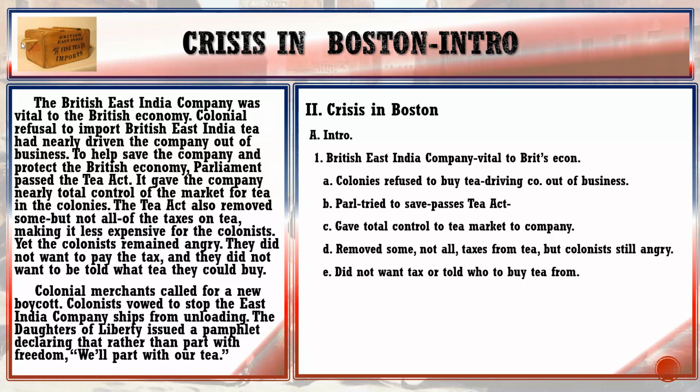Colonies refused to buy tea, driving the company out of business. Parliament tried to save it and passes the Tea Act. Gave total control of the tea market to the company. Removed some, not all, taxes from tea, but colonists still angry. Did not want a tax or to be told who to buy tea from.